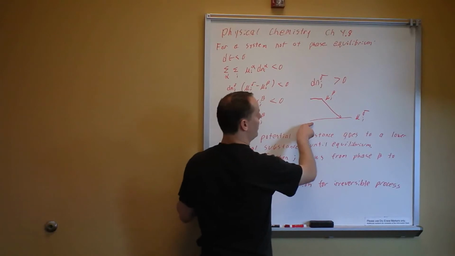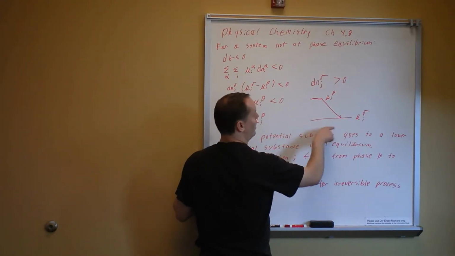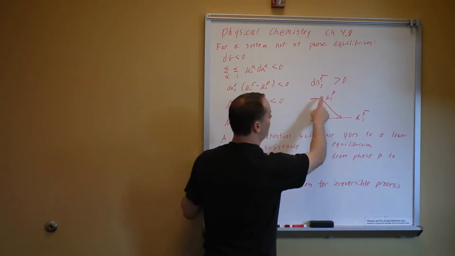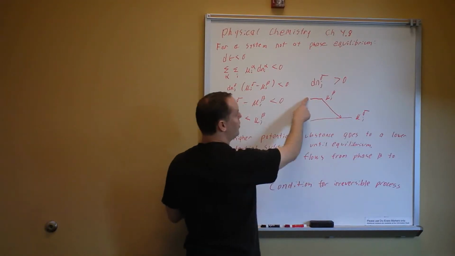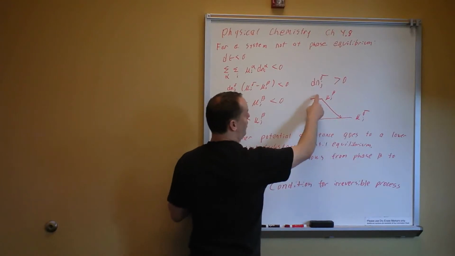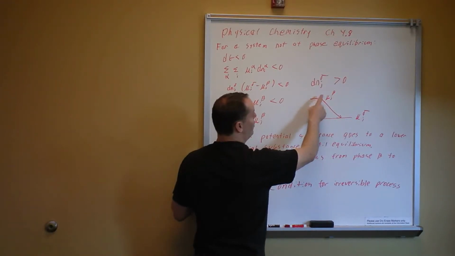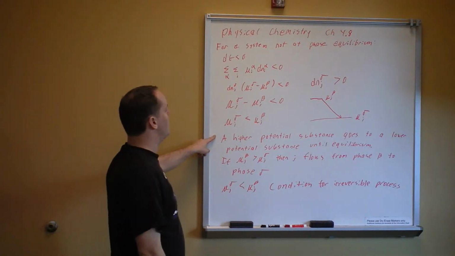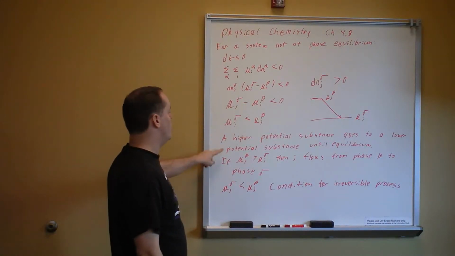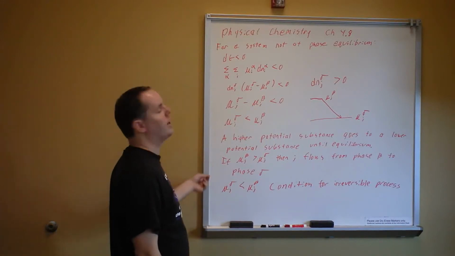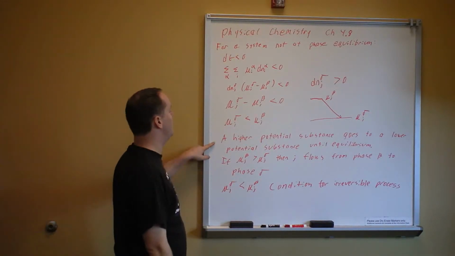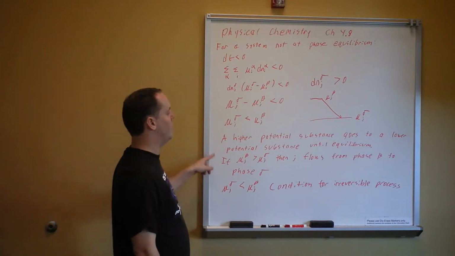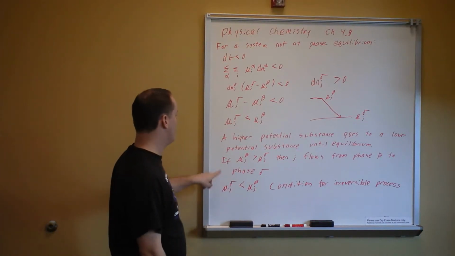So let's say we have two different substances here. They're both J. They're substance J in two different phases, beta and delta. But here, mu is higher than there. So it's going to spontaneously flow from up here to down there. So what we're saying is that a substance at a higher potential goes to a lower potential. Or more realistically, we have a substance at a higher potential in phase beta, and the same substance will have lower potential in phase delta.